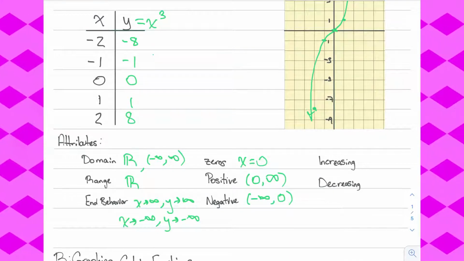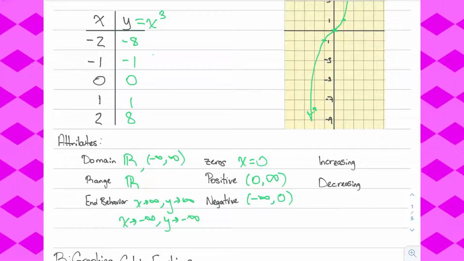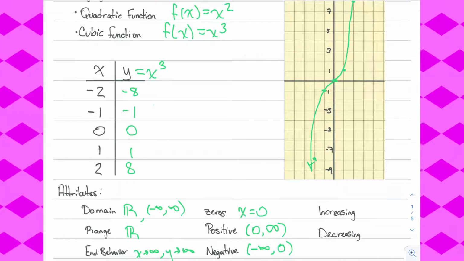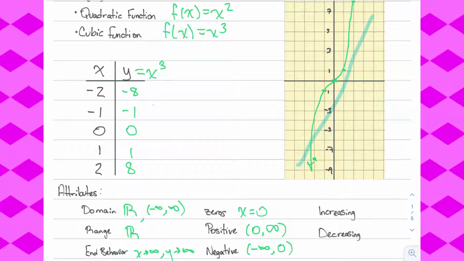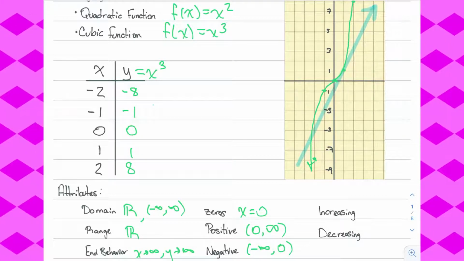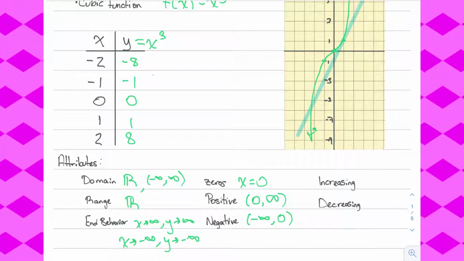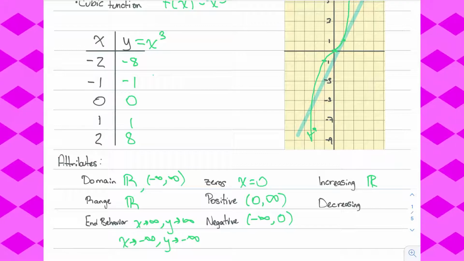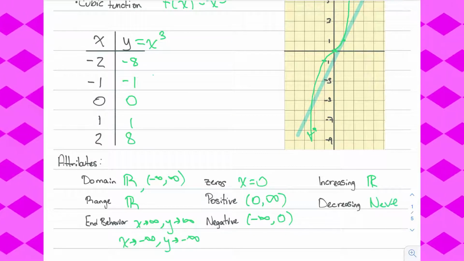Right? And a very important distinction from positive and negative is increasing and decreasing. Remember, increasing is talking about where it's going up from left to right. And this function is always increasing. So it's increasing on all real numbers, which means that it's never decreasing.